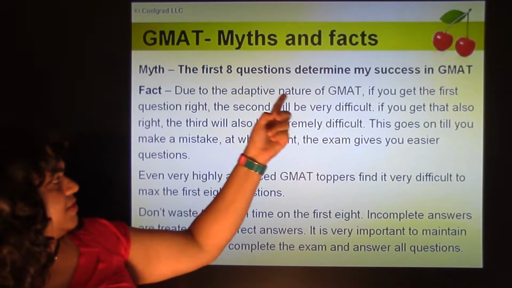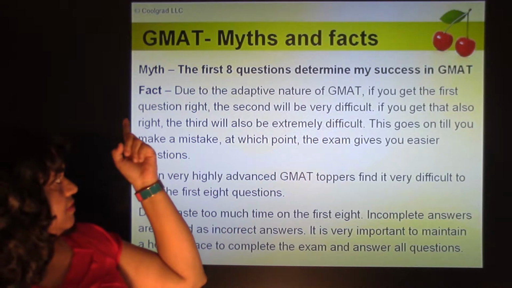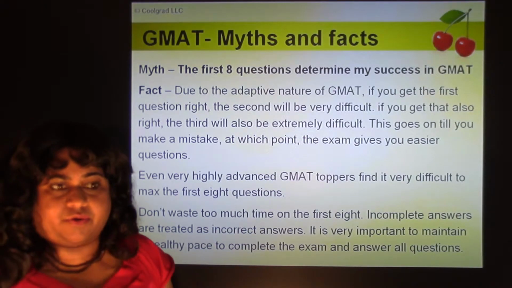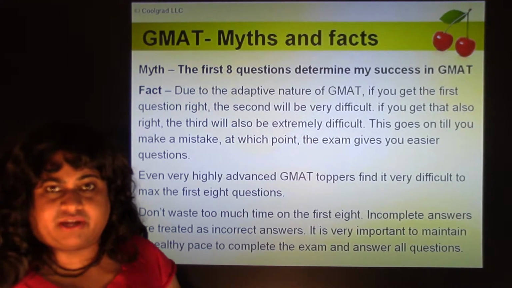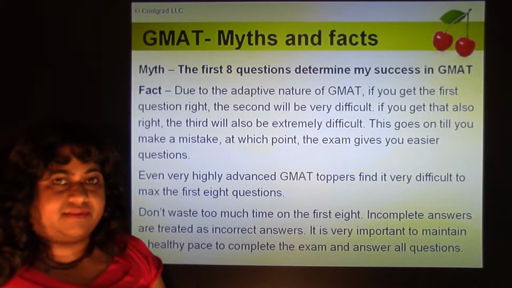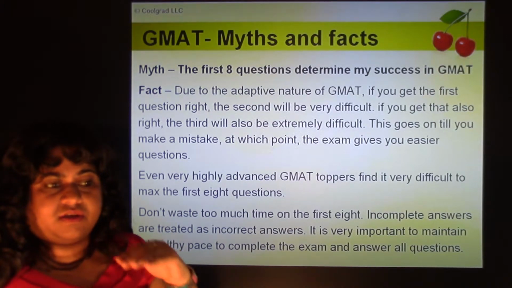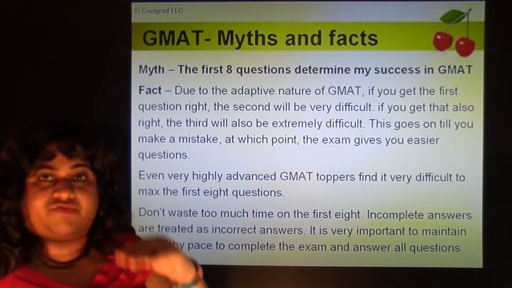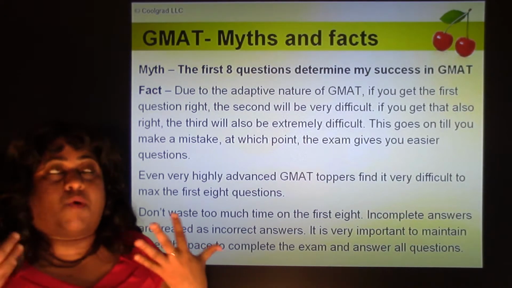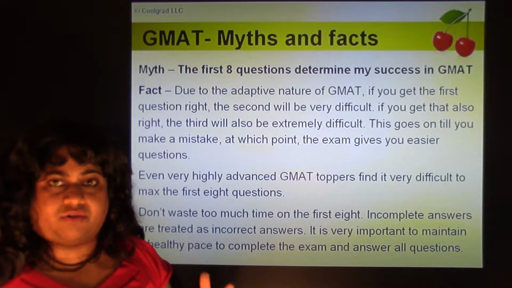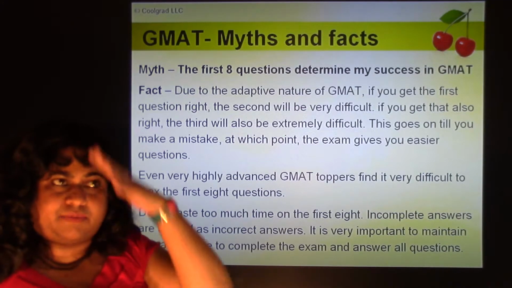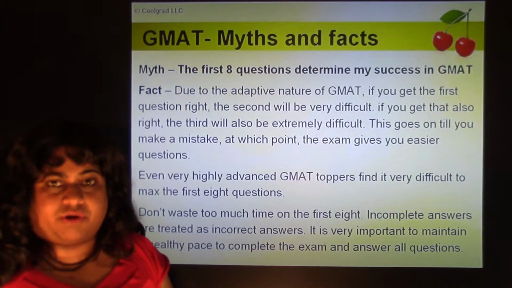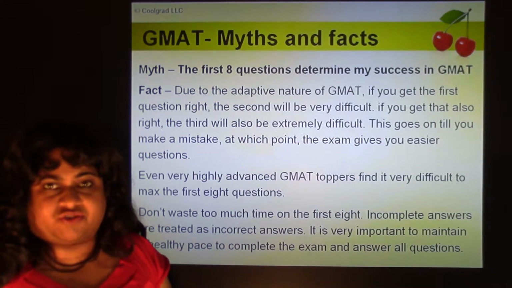Myth: the first 8 questions determine my success in the GMAT. A lot of people think if I don't get the first 8 questions right, I'm screwed. So they spend too much time on the first 8 questions. The truth is, even if you get the first question right, you get a second question, which is more difficult. You get that right, the third question is even more difficult. Even the most advanced test takers probably can't get all the first 8 questions right, because it keeps increasing in difficulty. Even if you get 1 or 2 wrong, it's okay. It doesn't mean you're screwed.